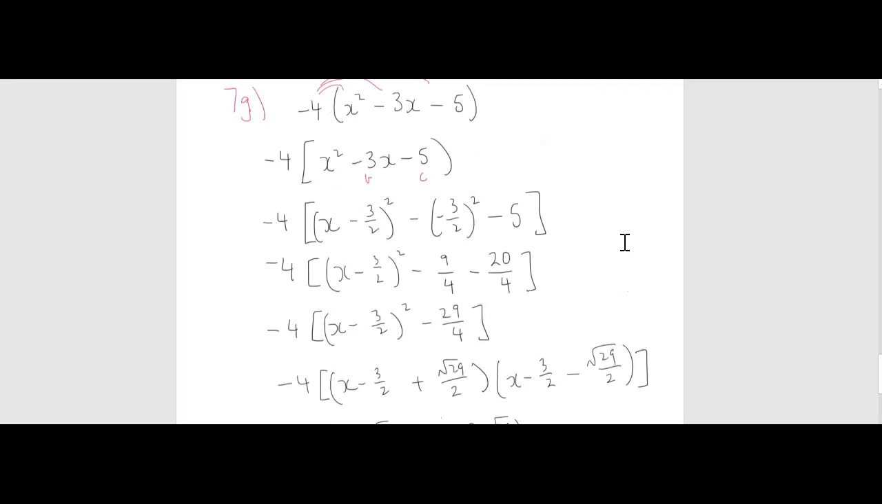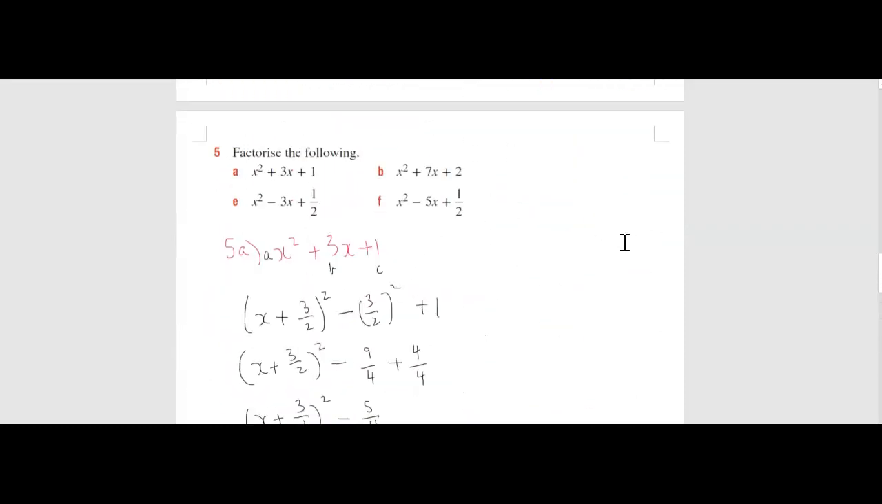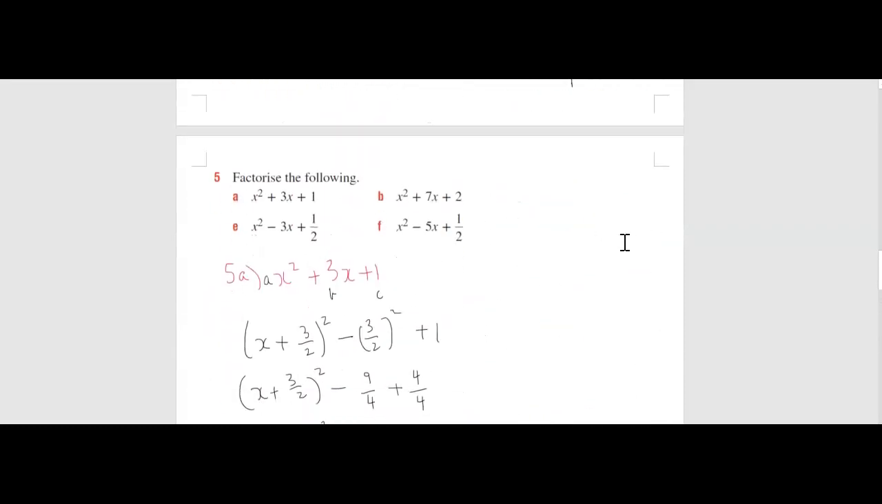So those question 7 and question 5 were quite tricky with the fractions in there, but the method is exactly the same. If you practice the method over and over again, you should be able to do these types of questions.